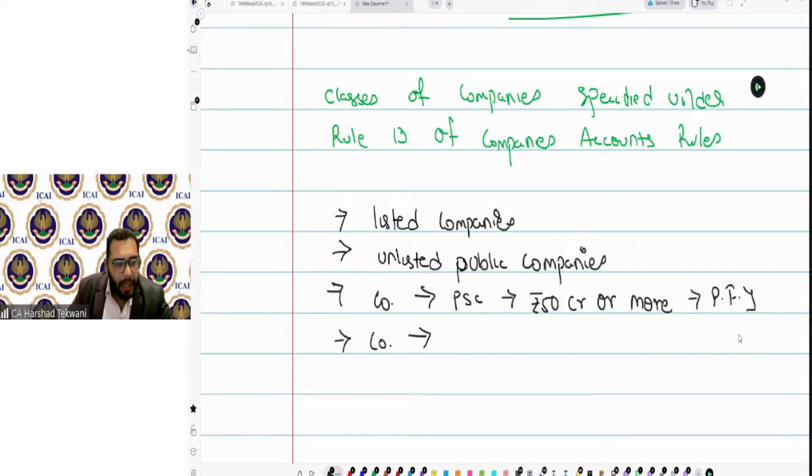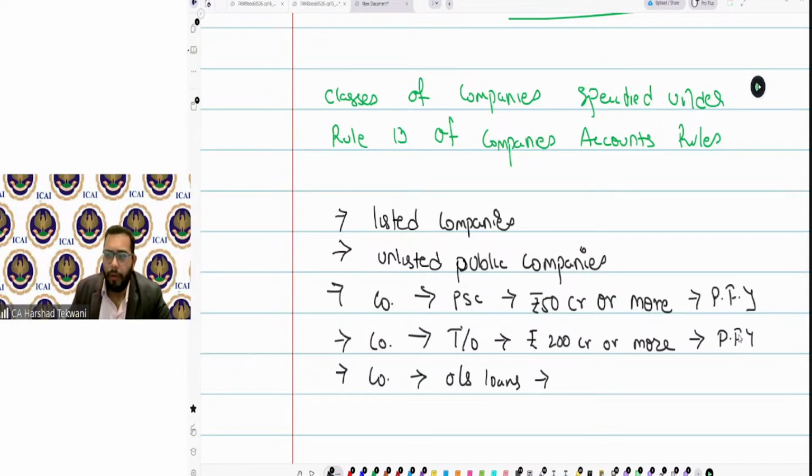Then companies having turnover of 200 CR or more, again during the preceding financial year. Third, companies having outstanding loans or borrowings from public financial institutions or banks, both exceeding 100 CR at any point during the previous financial year.